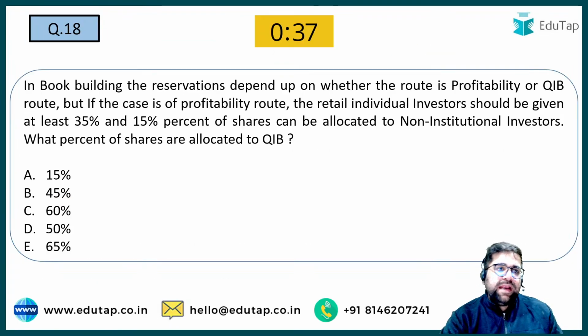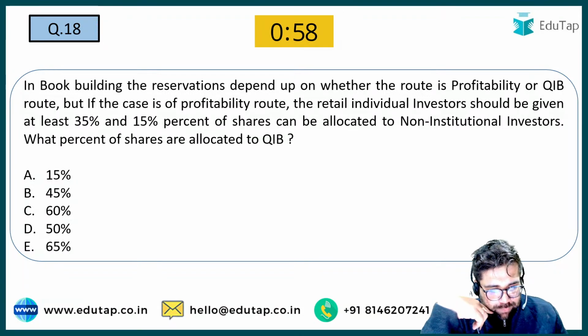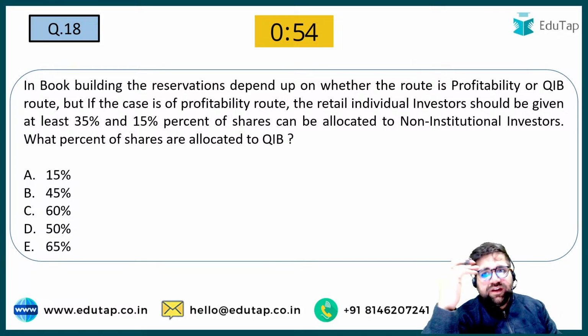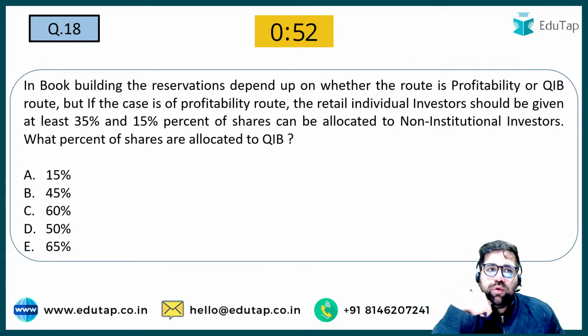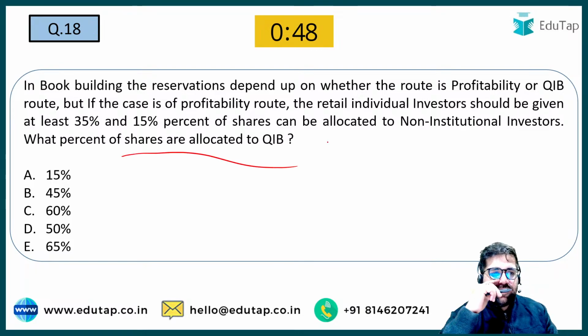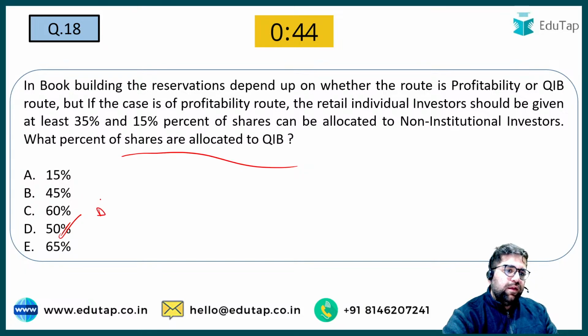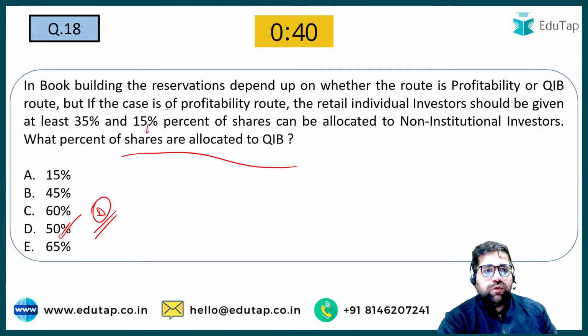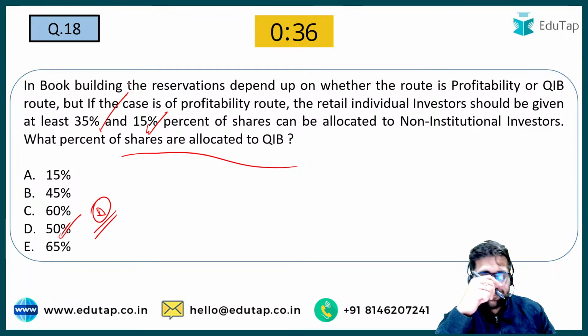Moving forward to 18. In book building, the reservation depends upon whether it is the profitability or QIB route. Now, what percent of shares are allocated to QIB? This we have just discussed. The answer will be 50. So the correct answer is option D. 15 is allocated to NIIs and 35 is allocated to retail investors.